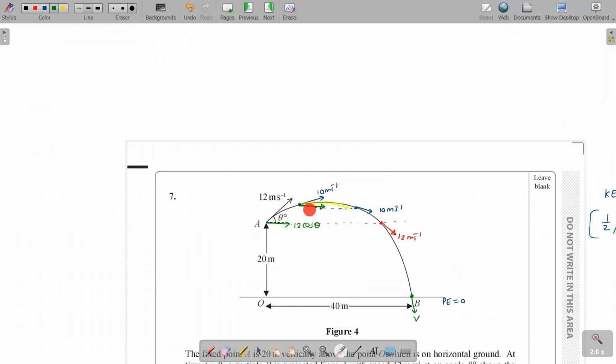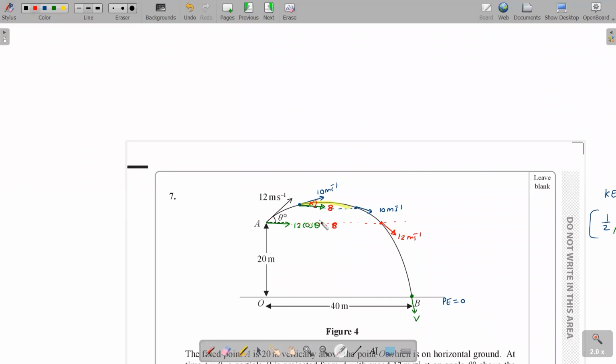Previously we found that the horizontal component of velocity throughout the entire motion is a constant, right? In the earlier part, 12 cos theta, the horizontal component, was what? 8. Are you with me? 12 cos theta is 8. Thereby this is 8. And let's say the angle at 10 meters per second is alpha. Can't I find the alpha value now?